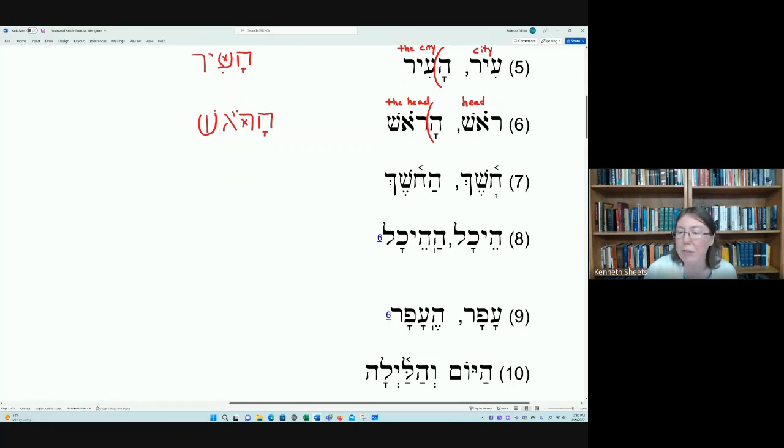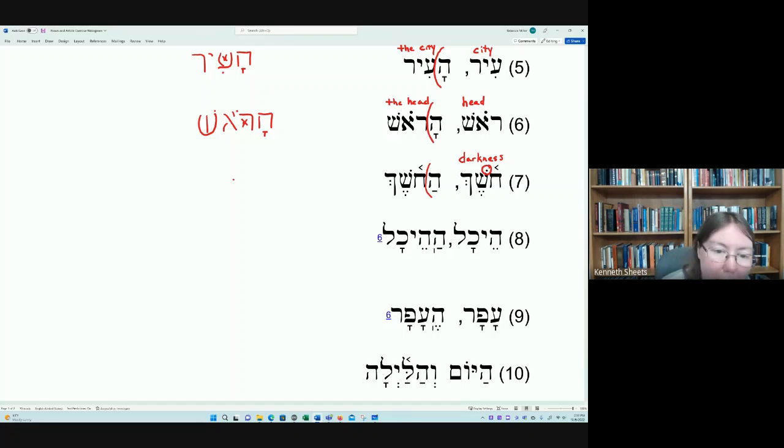Then next we come to this form here, choshek. And choshek, this is going to be darkness. And remember, this dot here is doing double duty in this instance for both the holum and the dot over the sheen. So they have coalesced in that instance. They've become represented by one dot. So this is choshek, darkness. But then when I put the hey article on the front of it, so hey with the pathak followed by a dagesh forte, again, this is what happens.